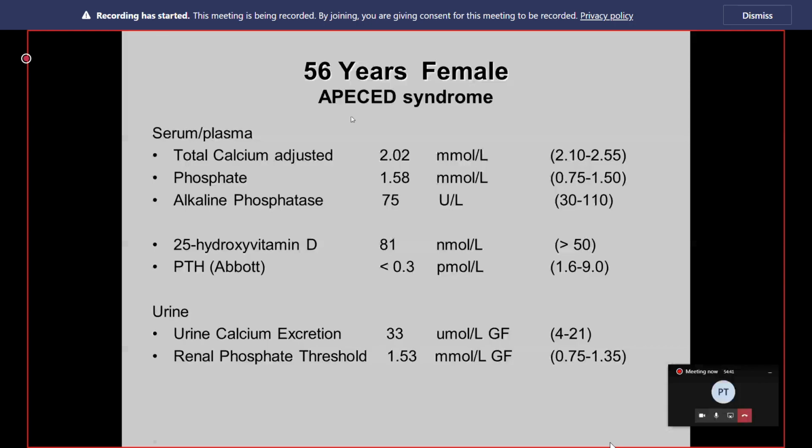This case is a 56-year-old female. We had this in the clinical history, APECED syndrome. Some of you would know what it is. I'll come to that. But she presented with a low calcium and a high phosphate, normal vitamin D, but undetectable PTH. Urine calcium excretion was raised, and renal phosphate threshold was increased, which means there is phosphate retention. That's why there is hyperphosphatemia.